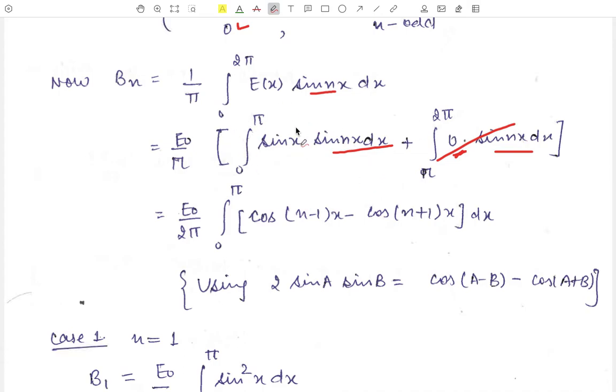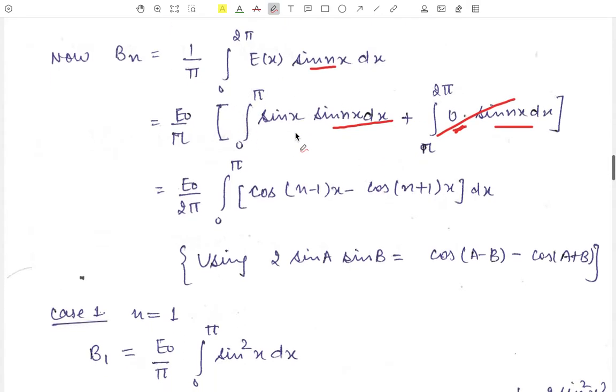Now we'll solve the value of this integration. Again we'll use the trigonometric formula here. 2 sin a sin b is equal to cos of (a minus b) minus cos of (a plus b). Okay.